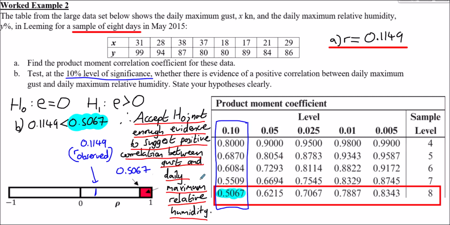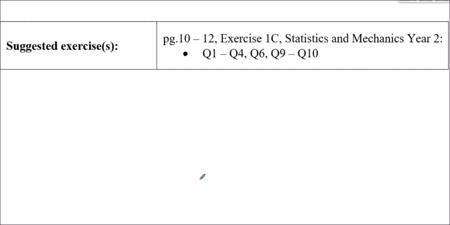So now it's over for you to try some of these yourselves, and I'm hoping with a bit of practice you'll see actually these don't bite, and they're relatively speaking straightforward. So if you turn to page 10 through to 12, exercise 1C in the Stats and Mechanics book, try question 1 through to question 4, then question 6, and to finish off I'm suggesting question 9 and 10.